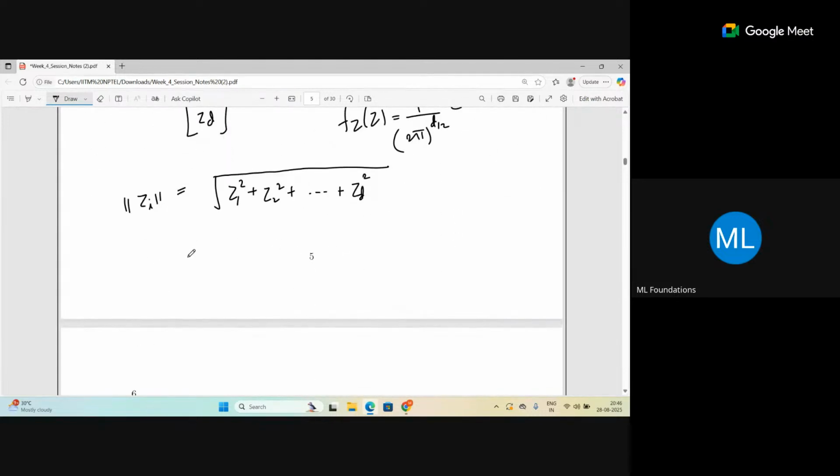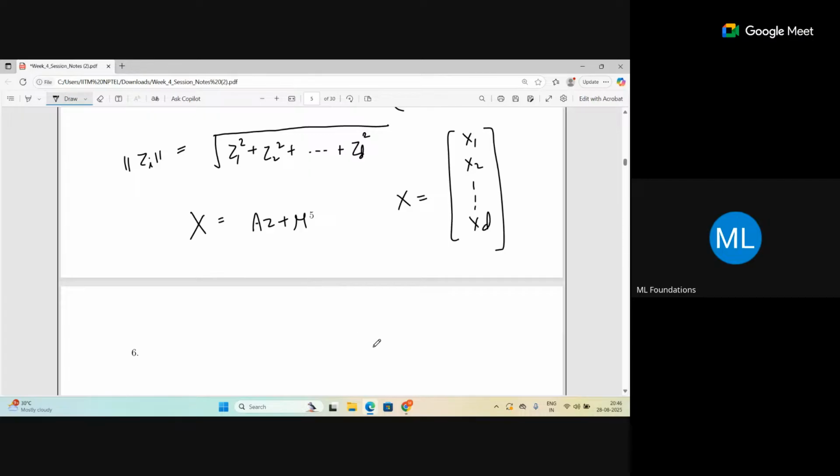If x is a vector again, x is equal to A z plus mu. What is x here? x is a set of random variables x1, x2, and so on. These are the new set of random variables. Each of them is a linear transform of the vector z, and mu is a constant vector. So I'll just write A z plus mu. Then in that case, what will be my joint density of x?